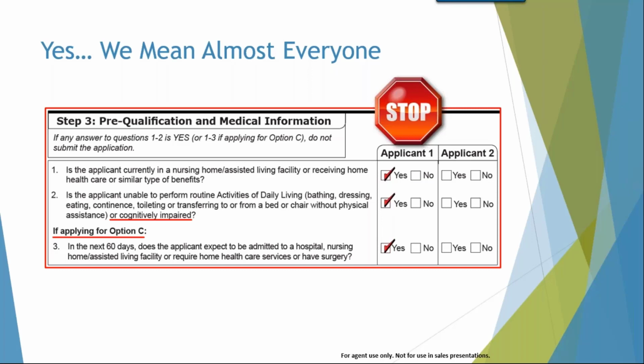And if you have that option C plan, you can see there's one more saying in the next 60 days, do you plan on needing some help? So you can see with that plan, you can help a ton of people that you're sitting in front of. Anybody who returns a card, you're going to have a product that's going to be able to help them, hopefully.